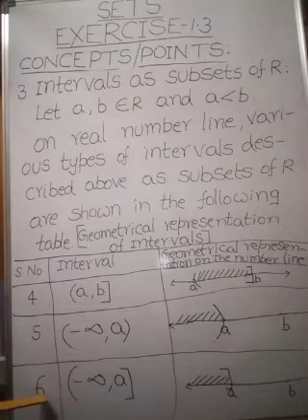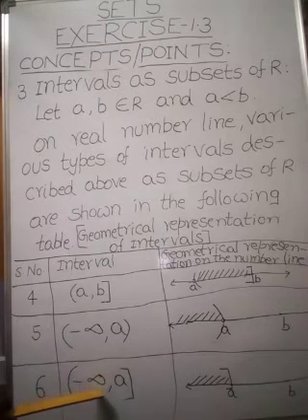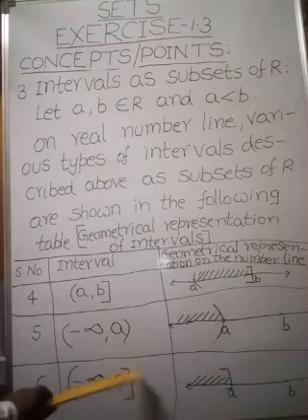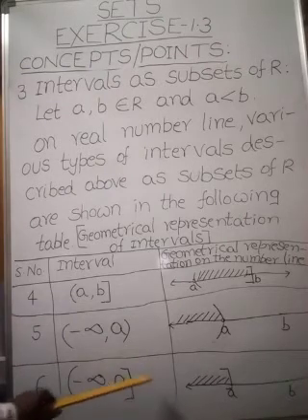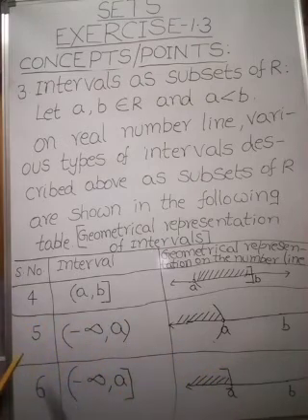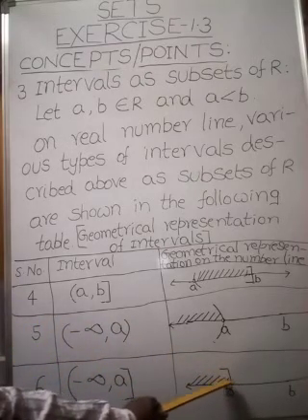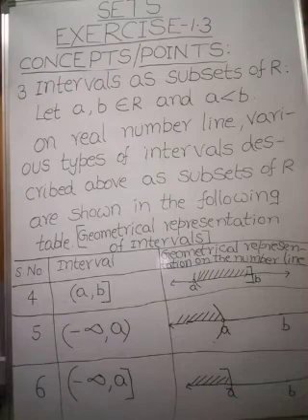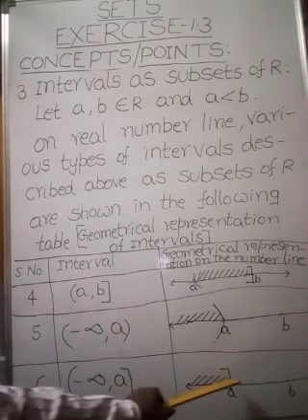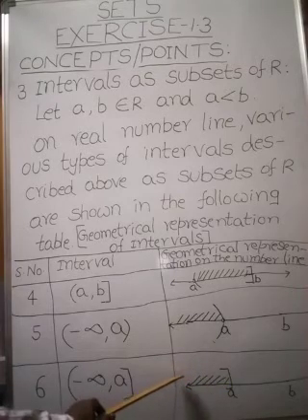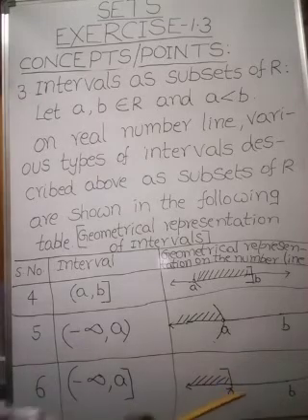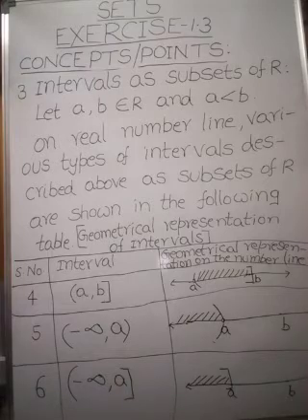Now come to the next interval, open interval minus infinity comma a closed. So here a is also an element in that interval, along with all the numbers to the left of a. Here I shaded to denote all the elements belonging to that interval. This shaded region denotes all the elements lying in that interval. Understood, my dear children? Here a is also an element in that interval. Okay, my dear children? Right.